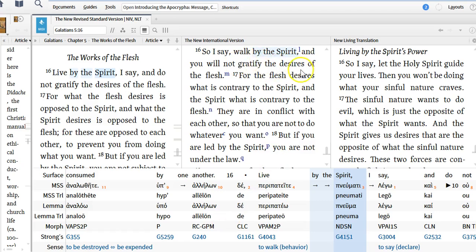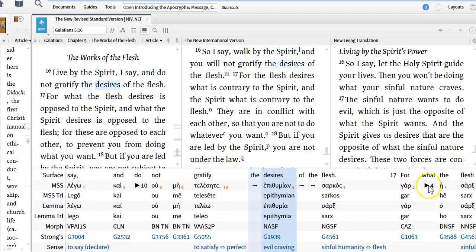Walk by the Spirit, and you will not gratify the desires, or the desire, singular in Greek, of the flesh. Now, epithumia is accusative, and it does appear to be represented simply as the direct object of the verb gratify. You will not gratify X, where X is the direct object. That makes sense.